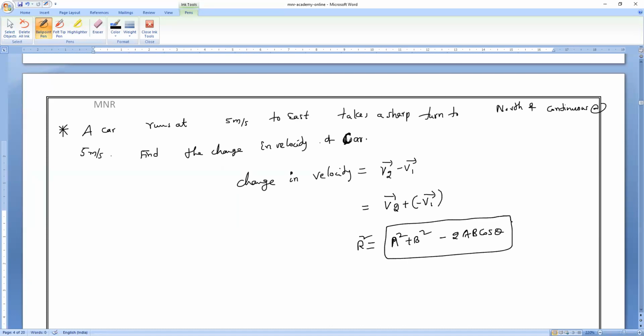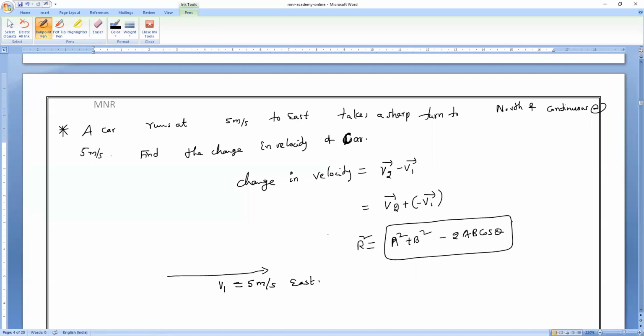Okay, so first let us understand the question. A car runs 5 meters per second to east. So like this. Is it right or wrong? Everybody clear? Yes, sir. Now 5 meters per second to east, so that is what I can make. So V1 is equal to how much? 5 meters per second towards east.